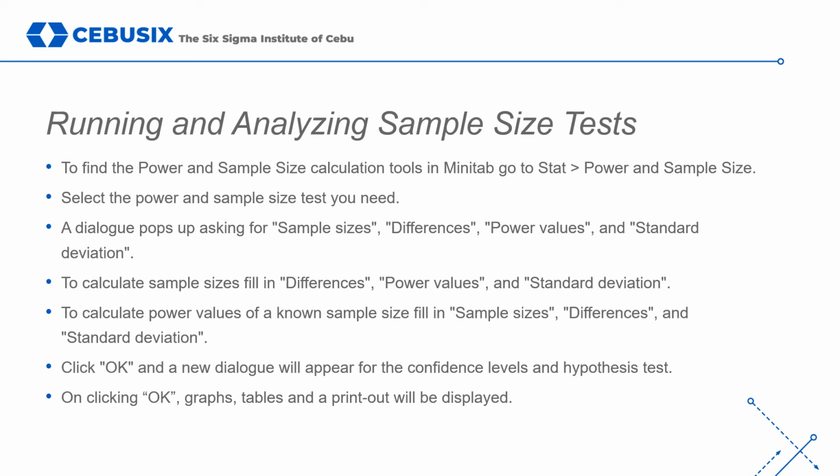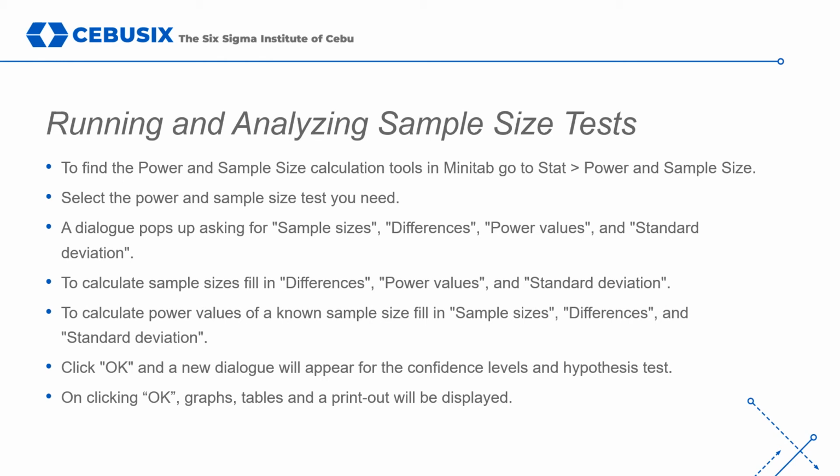Under the power and sample size from the menu, you can select the one sample Z calculation, which causes a dialog box to pop up. Minitab lets you calculate sample sizes or back into power values if a sample size is fixed, which is why it asks you to fill in only two of the three values. Because we don't yet know much about our data, we leave the sample size blank and provide several parameters for differences and power values. This causes Minitab to provide a number of answers, one for each difference and power value combination, so we can make a more viable decision about the sample size.